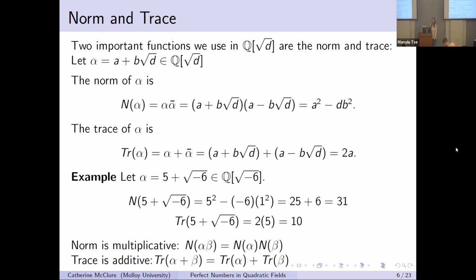Two important functions that we're going to use are the norm and the trace. If alpha is an element in our quadratic field, the norm of alpha is alpha multiplied by its conjugate, and that comes out to be a squared minus d b squared. The trace of alpha is alpha added to its conjugate, which comes out to be 2 times a. Here is an example: 5 plus square root negative 6, in the quadratic field Q of square root negative 6. Its norm comes out to be 31 and its trace comes out to be 10. Our norm is multiplicative, our trace is additive.